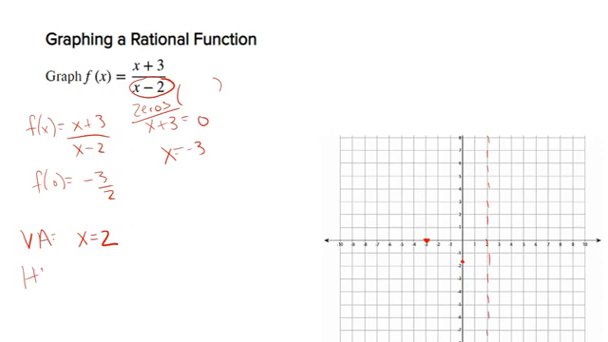We have a horizontal asymptote. These two powers are the same. And so we have a horizontal asymptote at y equals 1. So as we go further and further out, this thing is going to approach y equals 1. This is x equals 2.